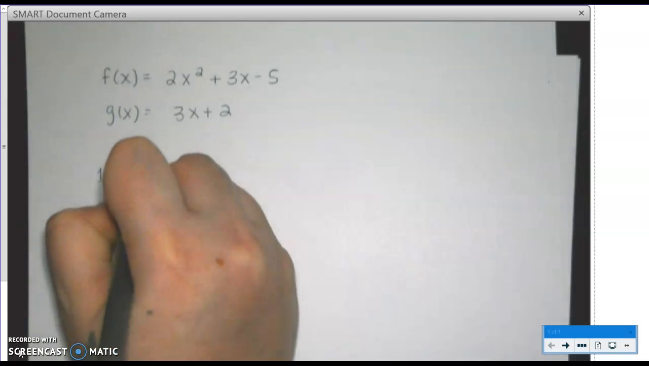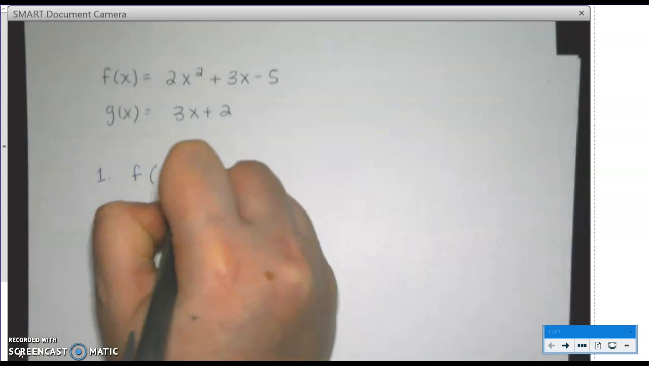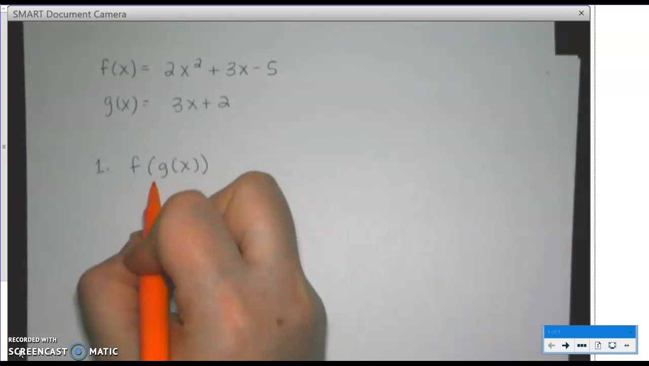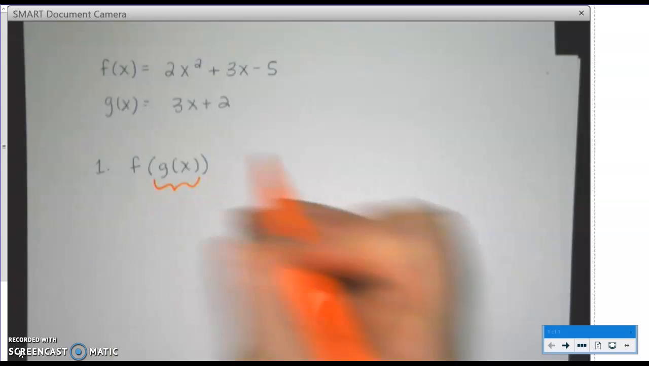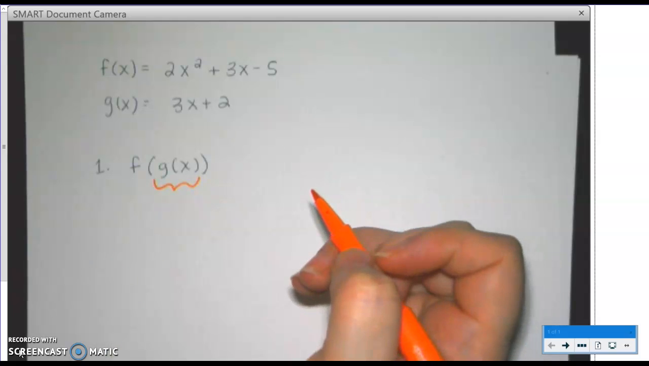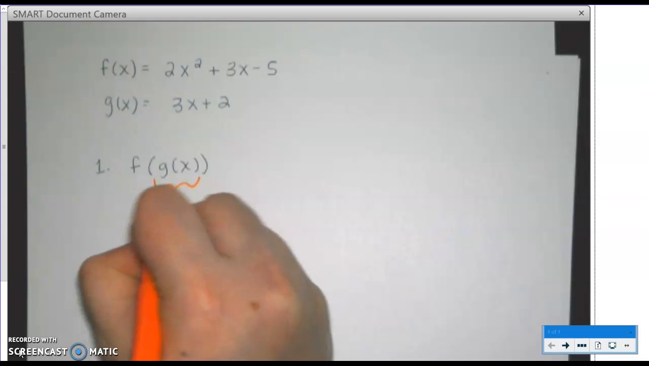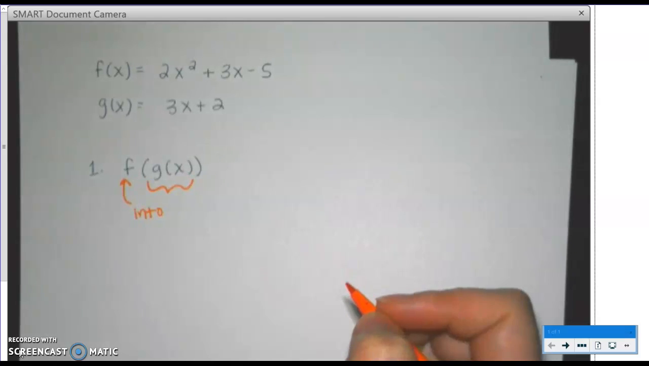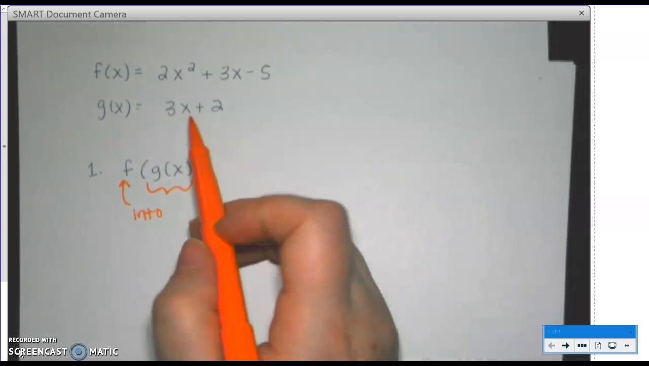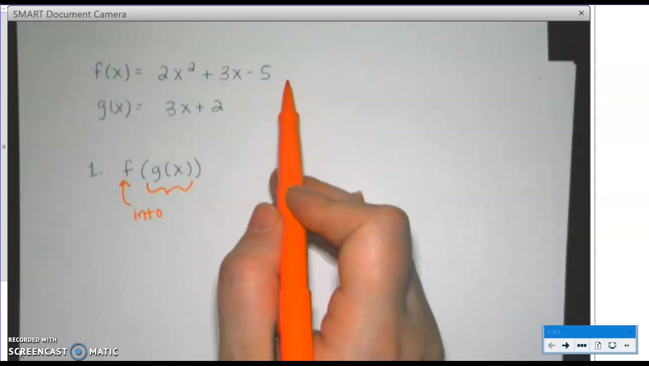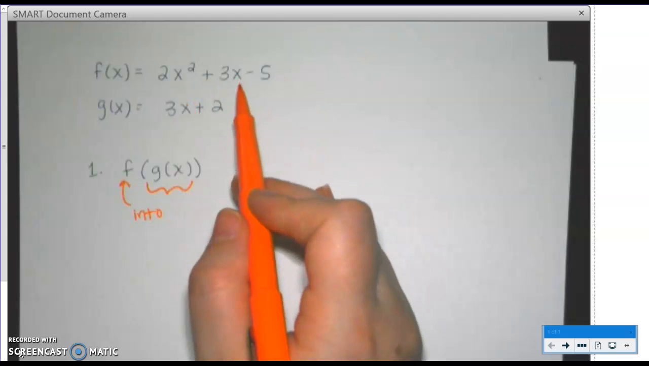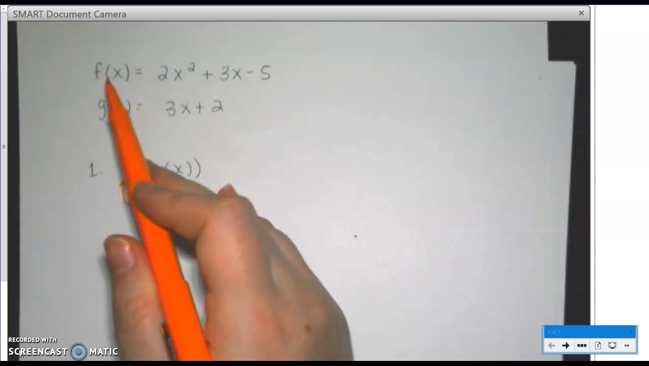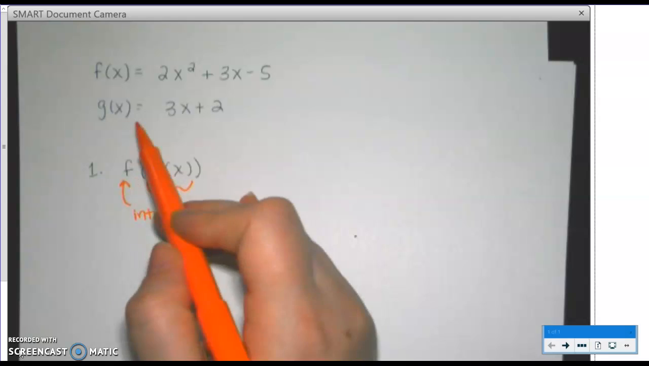All right, so first, we're going to do f of g of x. And so remember, with compositions, we work from the inside out. So we're basically going to be putting g of x into the f of x function. So what I'm going to do is I'm going to rewrite my f of x function, but I'm going to leave a space where the x's are, because I'm going to be replacing the x's that are in the f of x rule with the rule for g of x.